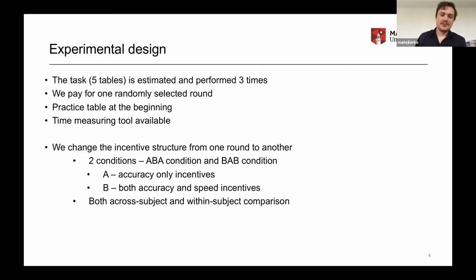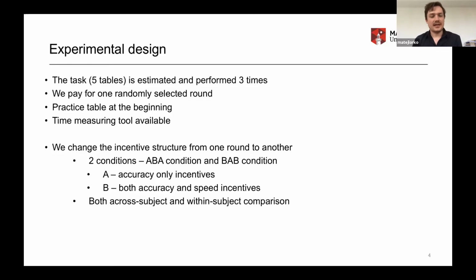In terms of manipulation, we have 2 conditions, and we change the incentive structure from one round to another. So we have 2 conditions, one we call the ABA condition and the second we call the BAB condition. And what do those letters stand for?